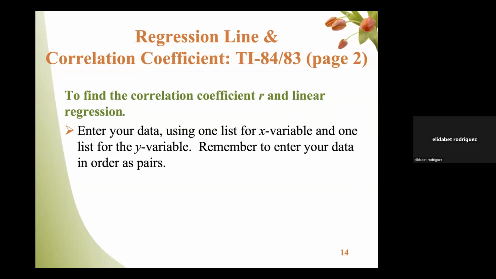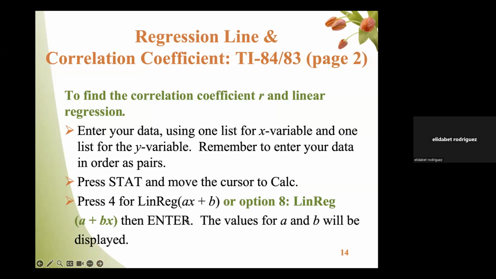Okay, do you remember that we enter our X value under list one, Y value under list two? Enter your data using one list for X variable and one list for Y variable. Remember to enter the data in order, okay? Then you know how to draw a scatter plot. Then how do we get our equation? So press stat and move the cursor to calc. Then there are two options.